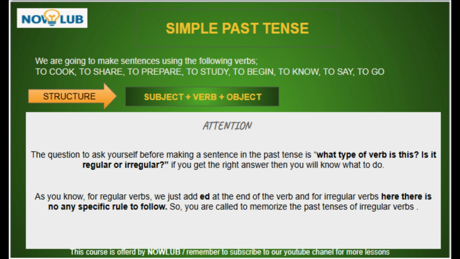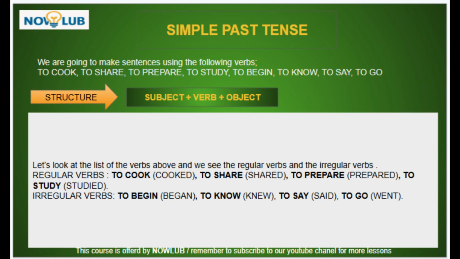As you know, for regular verbs, there is a rule that we follow. We just add ed at the end of the verb. But for irregular verbs, we don't have any specific rule to follow. So you are called to memorize the past tenses of irregular verbs. We are going to look at the list of verbs above, and we distinguish the regular from irregular verbs.